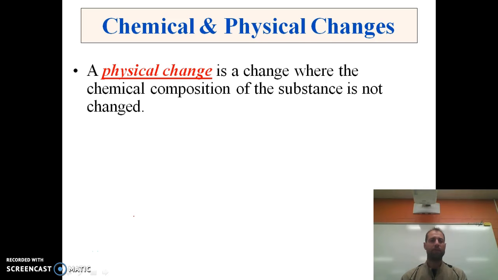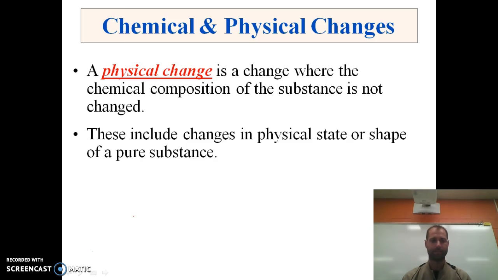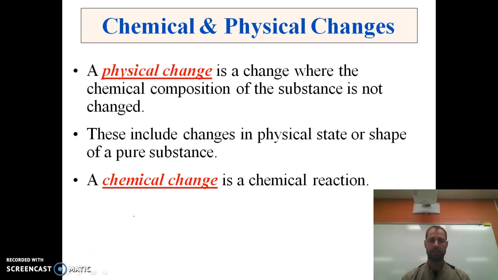All right, so chemical and physical changes. A physical change is going to be one in which the chemical composition of the substance is not changed. If I have water in the beginning, I'm going to have water in the end. These are going to include changes of physical state, shape, of a pure substance.